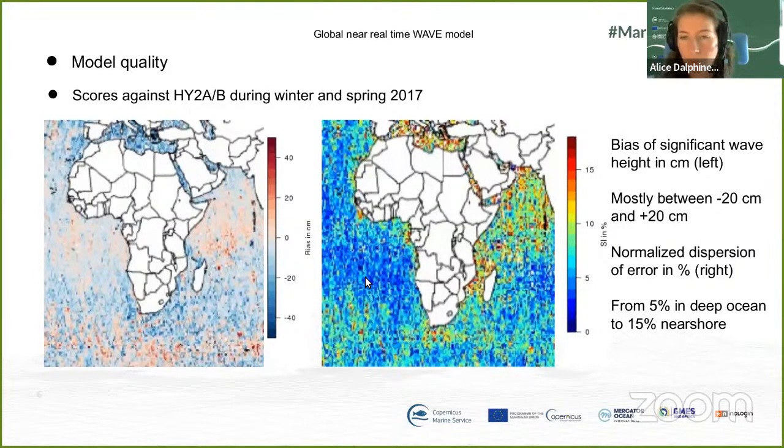It is expected to have a better score in deep ocean than near shore. And we have 15% of error near shore because the wave processes are more complex to represent. So 15% is quite good. And sometimes we see some strong errors offshore, and we know that it is often due to the difficulty for the atmospheric model to correctly represent the wind and the wind processes.